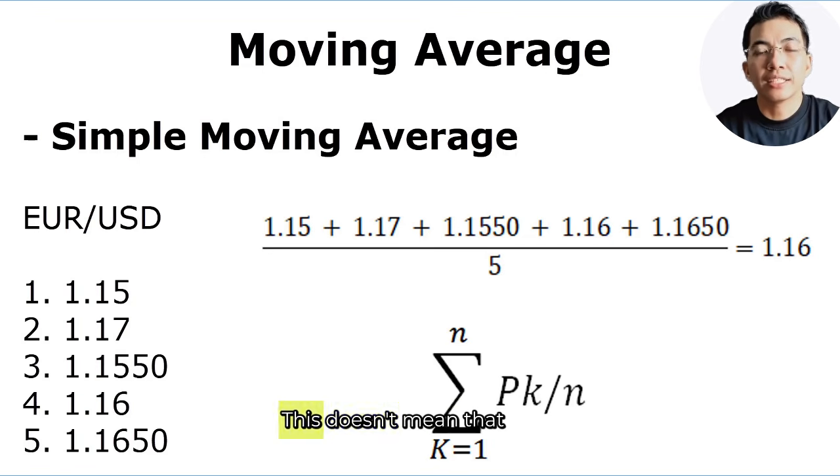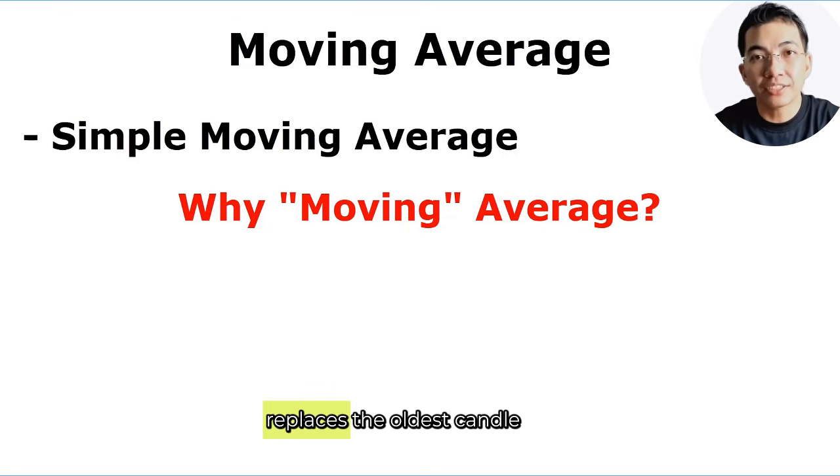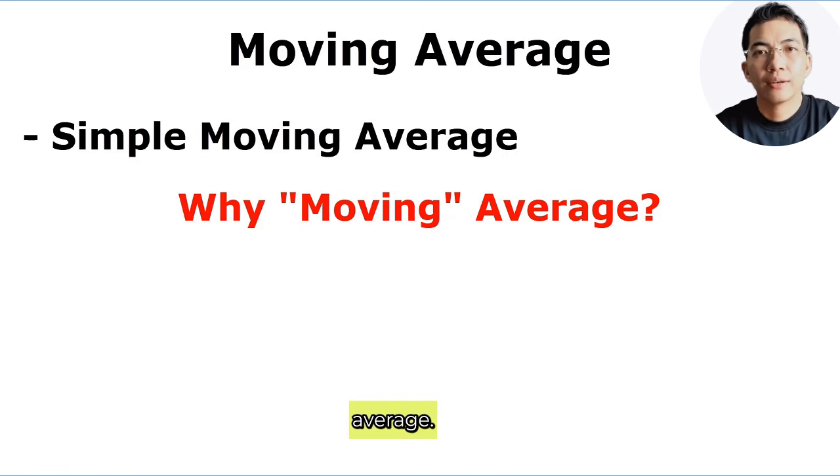Don't worry, this doesn't mean that you have to get a degree in mathematics to use the moving average. I have introduced the formula just to let you understand better what I'm going to explain later on. Anyway, why do we call this indicator moving average and not just average? This is because every time that a new candle is formed, this replaces the oldest candle that was included in the calculation of the average.